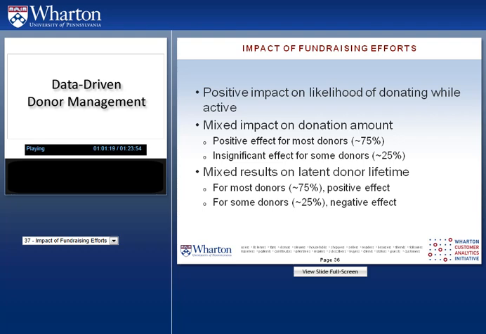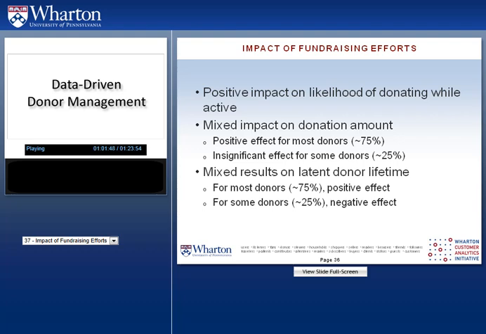So even though it was impacting the incidence, the likelihood that they make a donation, it wasn't changing how much they were contributing. The place where I think it gets interesting here is the impact on the latent lifetime, on whether the donors are still active. For the majority of donors, for the 75% of donors, more solicitations increase the time horizon. These donors are going to stay active longer. So the more they're sent, not only are they more likely to make contributions, but they'll also do it over a longer period of time.